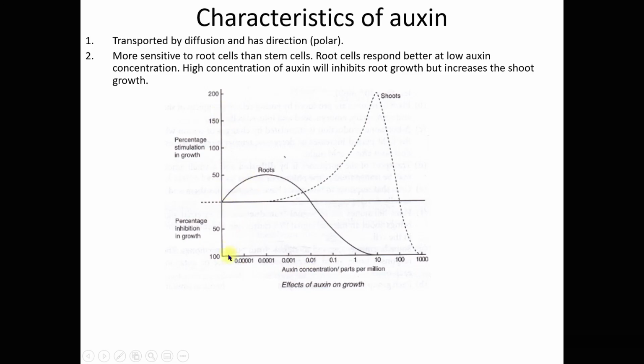Now in roots, you only need a small concentration of auxin to stimulate or trigger the growth in the root cells. High concentration of auxin, however, will inhibit the root growth. You can see here, as we increase the concentration of the auxin, it will inhibit the root growth. But a high concentration of auxin will stimulate or increase the shoot's growth.